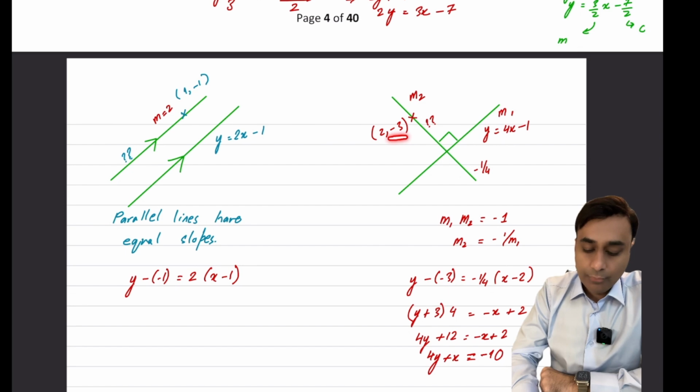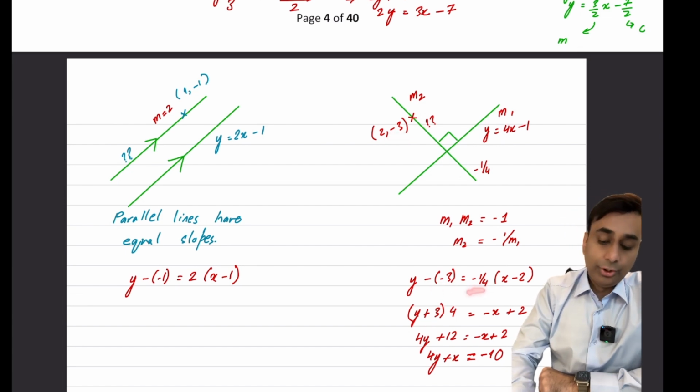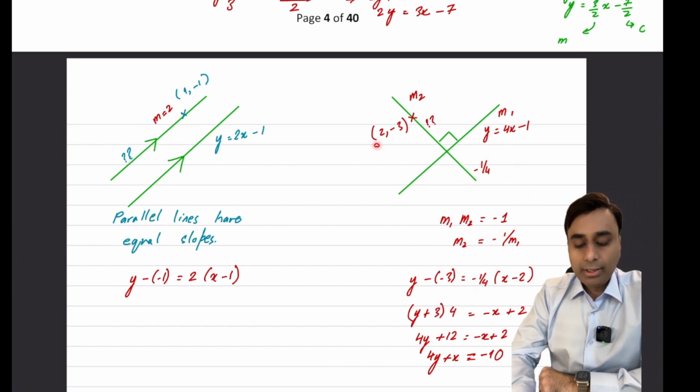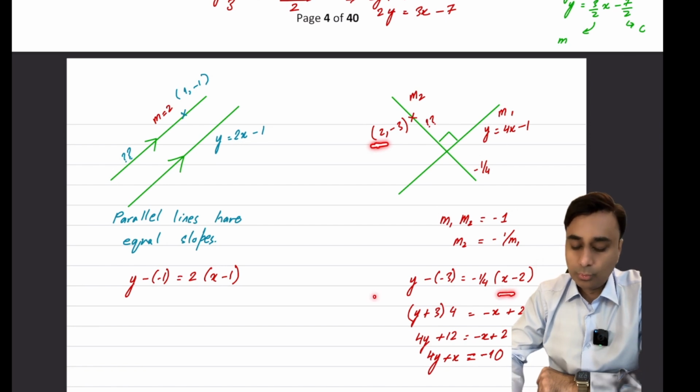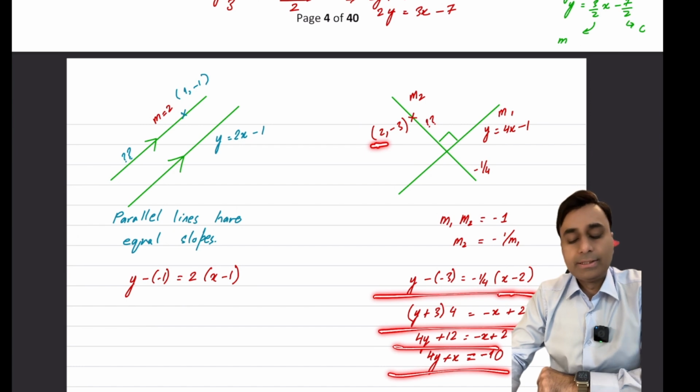y minus y1, which is minus 3, equals m, which for the new line is negative 1 over 4, times x minus x1, and that is going to be x minus 2. Once I have this equation, I can simplify it, rearrange it, and get the equation of the straight line.